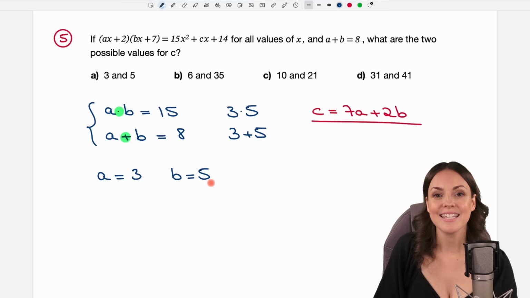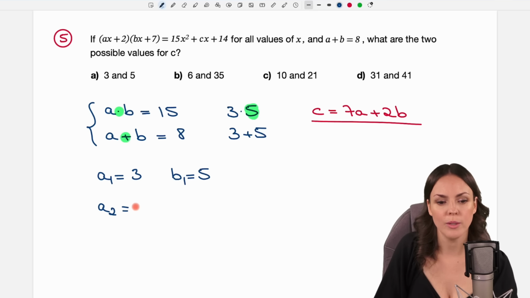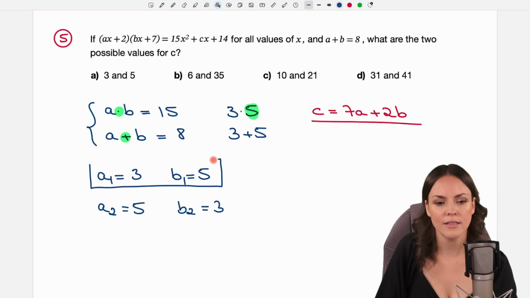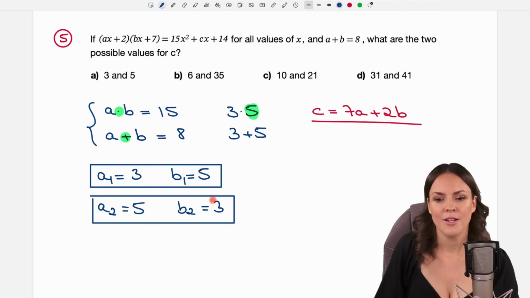But the thing is that this is only a first solution. A second solution would be the other way around. My a could also be 5, so that I have 5 times 3 here, and 5 plus 3 here. So my a could be 5, and my b could be 3. So that I have this pair here, and this pair here. Okay, let's find our c's then.